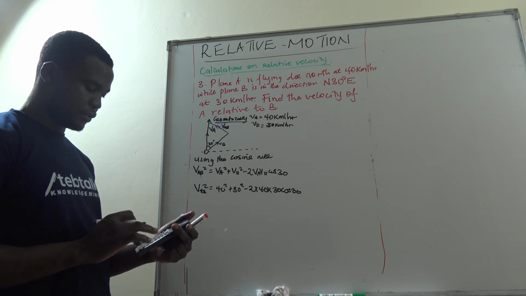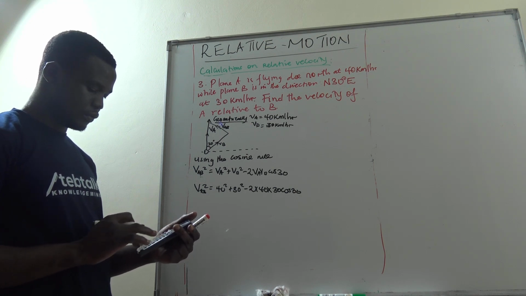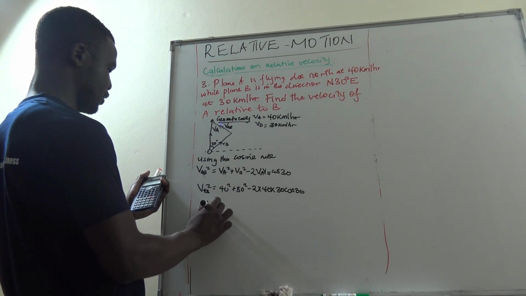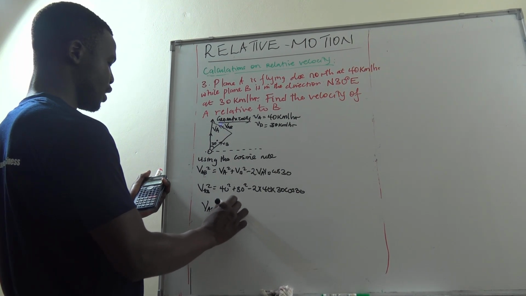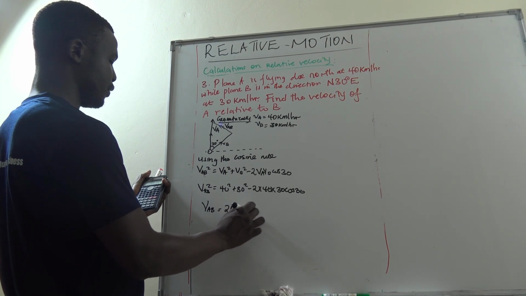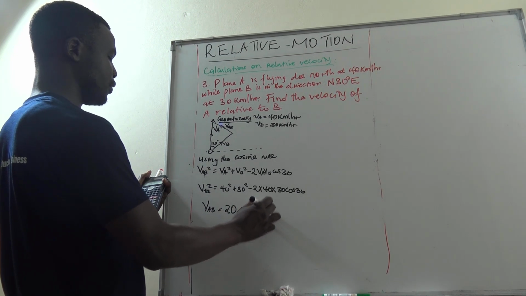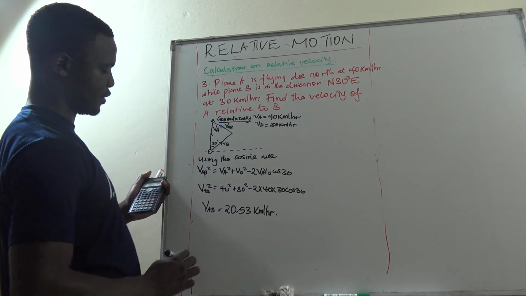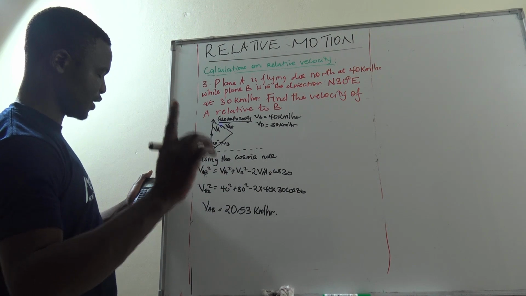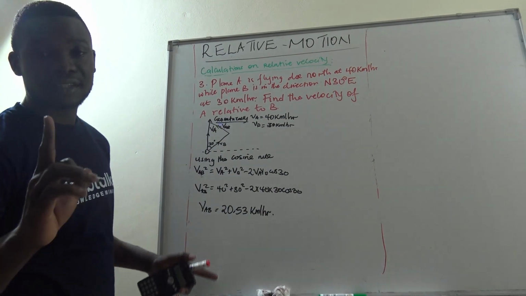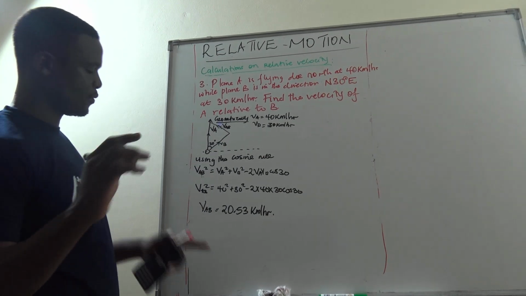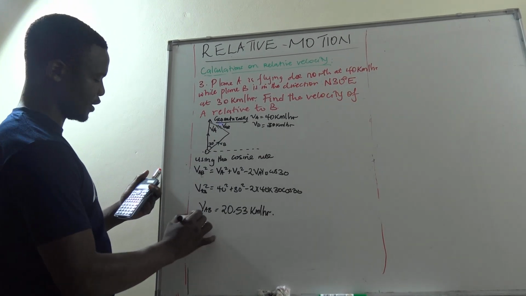Taking the root of the answer gives us our velocity VAB as 20.53 kilometers per hour. That's what it has given us as the relative velocity. But remember, velocity is a vector quantity whose magnitude and direction must be specified. Now let's look at getting the direction.